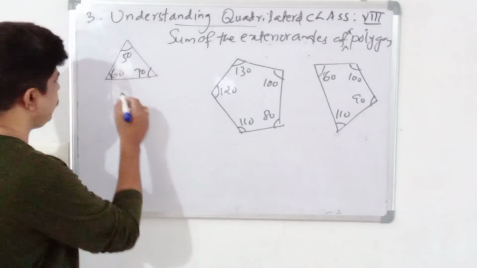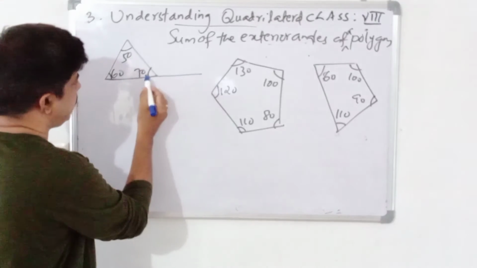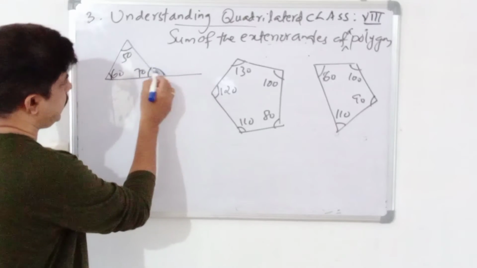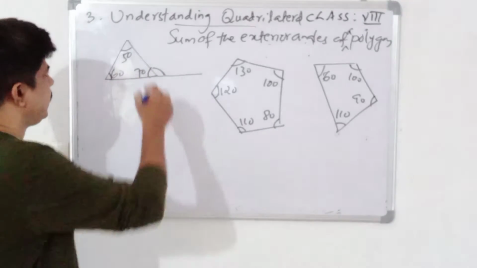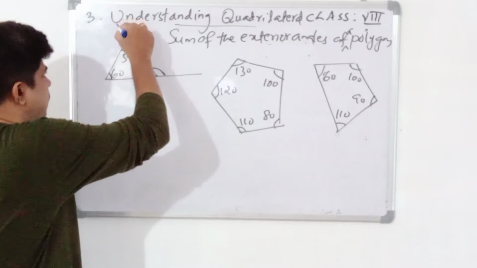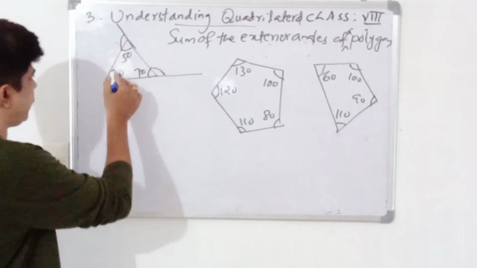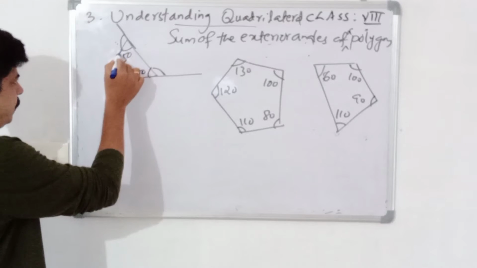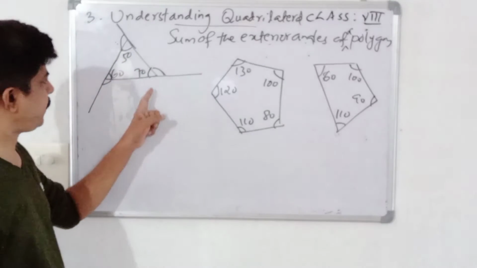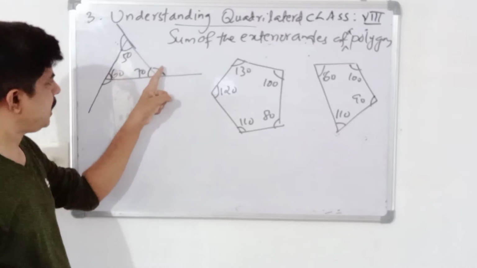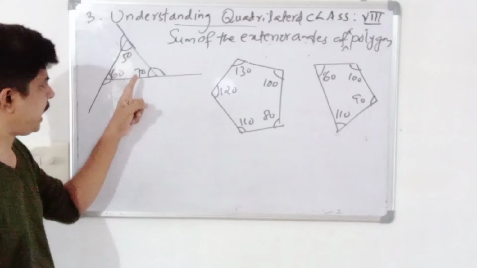Now let us see, we have to extend this line, then these 2 adjacent angles will form a linear pair. Now we will extend this line. Here these 2 angles form a linear pair. The third side, when we extend this line, here these 2 adjacent angles form a linear pair. These 3 angles are interior angles. We are also getting 3 exterior angles.